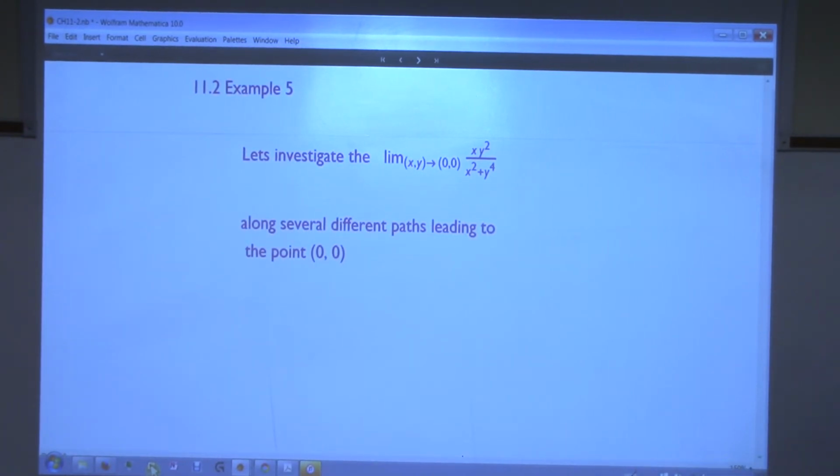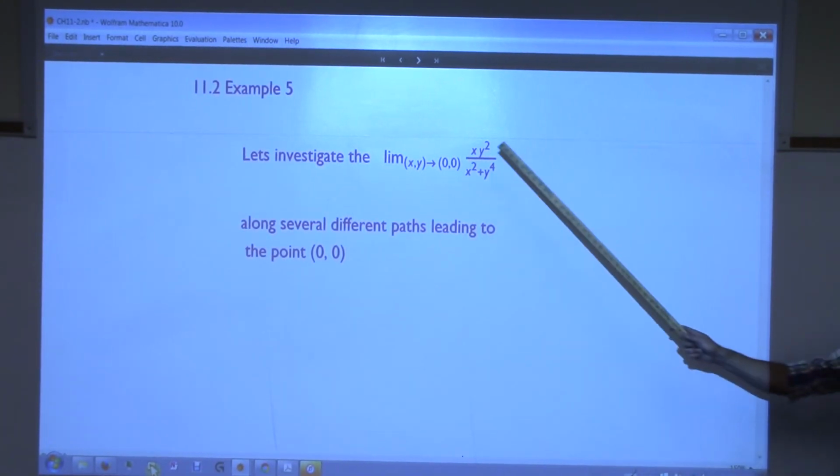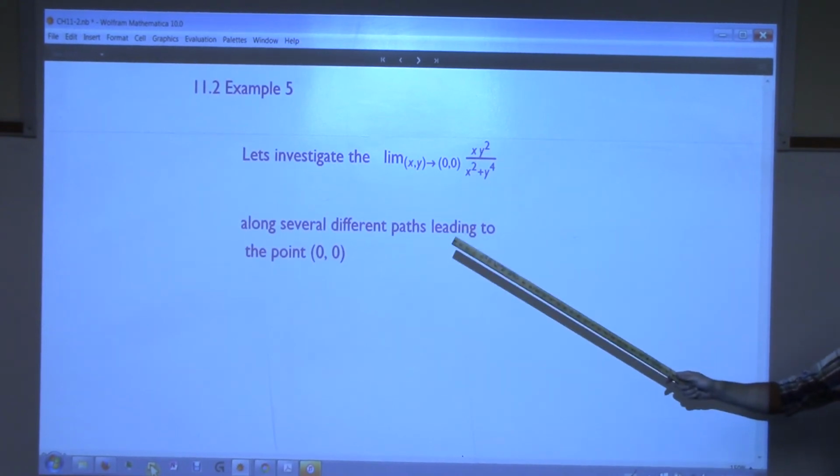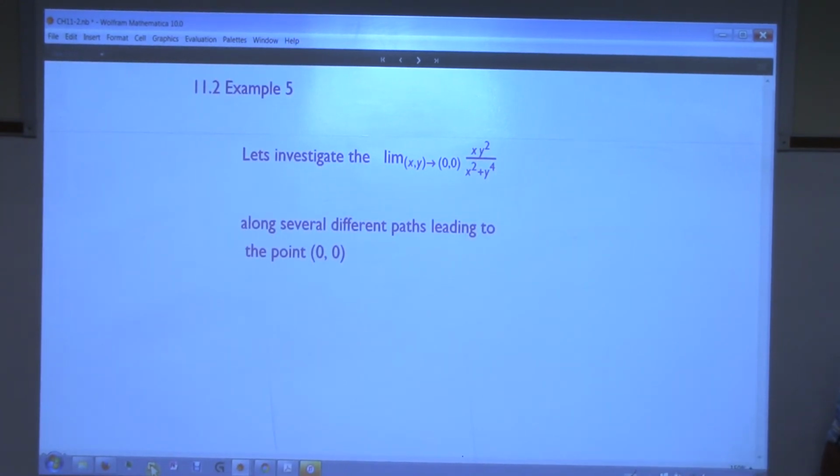How many of you see right away along the x and y axis you get the same answer? Do y'all see that right away from looking at it? Because you have x times y squared on the top, as soon as you let x be 0, the top is 0. If you let y be 0, the top is 0. In both cases, the denominators are either going to be x squared or y to the fourth, depending on what you set. So it's going to be very similar to the last problem, right?